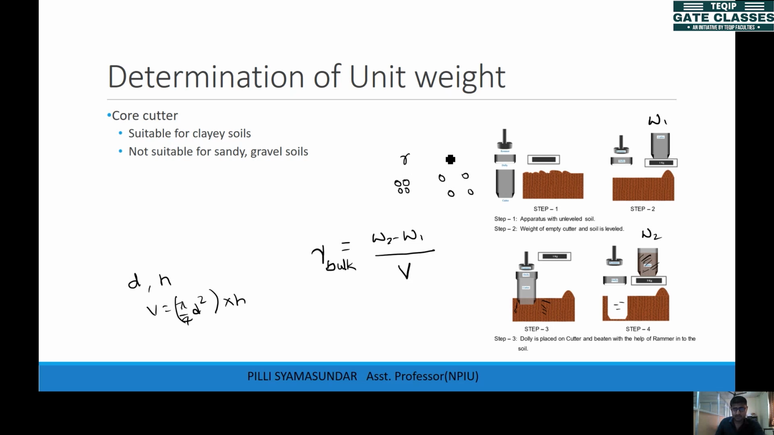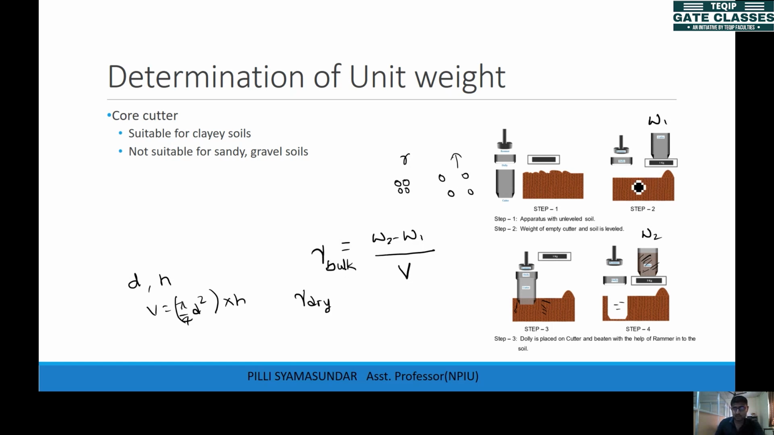If they are largely spaced, then the gamma will be lesser. For this case, the gamma will be lesser, right? But the thing is, which gamma do we take? According to spacing, we always try to find out the gamma dry, because this doesn't depend on the water amount, right? Because it's a dry unit weight, it depends on voids, so it doesn't depend on water weight.